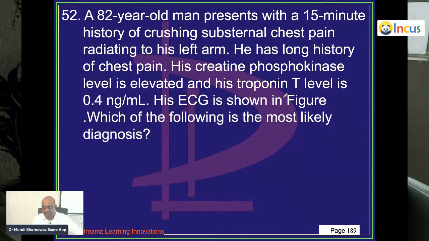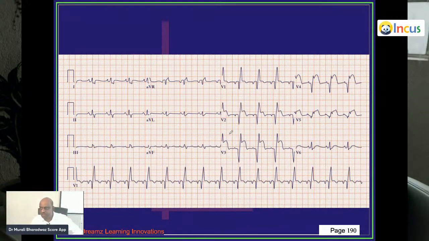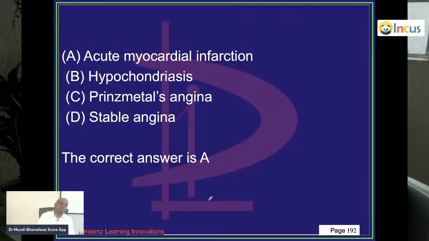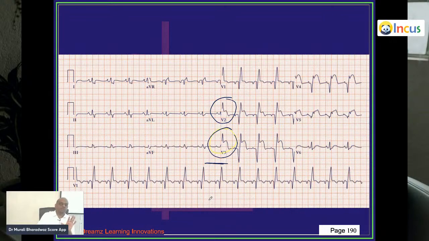An 82-year-old, 15-minute history of crushing substernal pain. Troponin T level is 0.4. Elevated. And his ECG is showing. What are you saying, doctor? ST segment elevation in lead V2 and V3. Right? So, it's a case of myocardial infarction. Acute myocardial infarction is proven by the presence of ST segment elevation. Right? There is also N-STEMI. STEMI, N-STEMI. STEMI means ST elevation MI, other is called non-ST elevation MI.